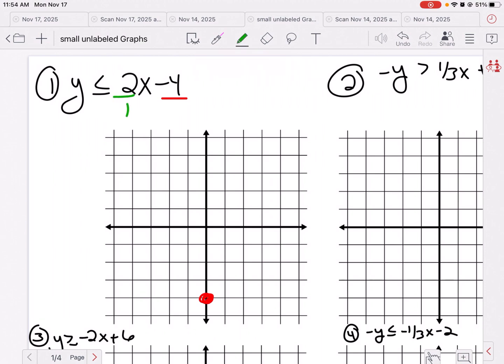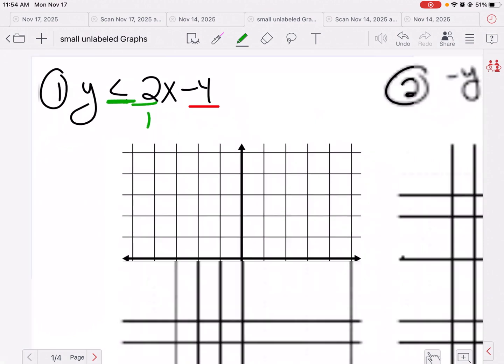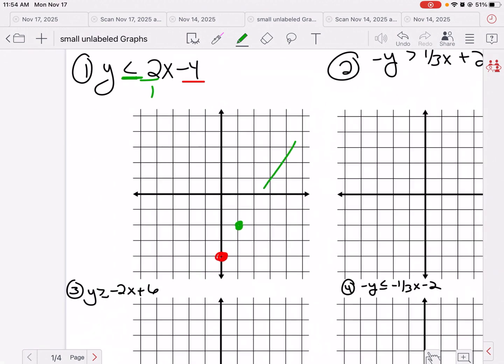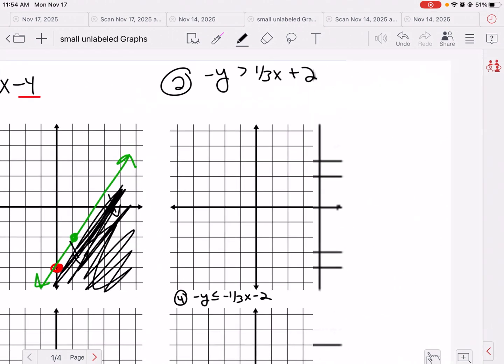My slope is 2 over 1, so I'm going to go up 2 over 1. That's my next point. I'm going to erase my jumps. Now, since this has an equal to line underneath it, it's a solid line through these 2 points. Notice I drew my line over the whole graph. Now, since its y is less than the line, I'm going to shade below my line, since it's less than. And that is graphed.